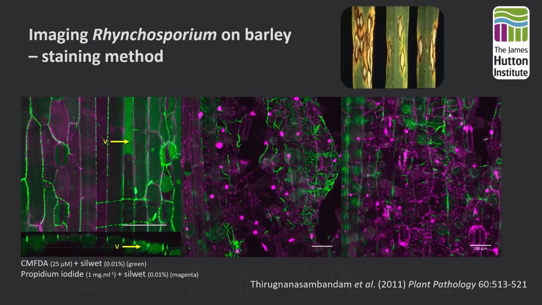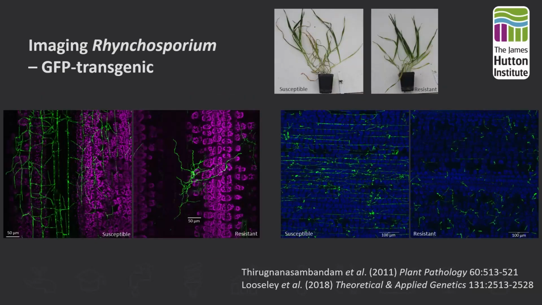This accumulates in the plant cell vacuoles so that we can see when the plant cells are still intact. Also, staining with propidium iodide allows us to see the plant cell walls, and then it will stain the nuclei when the plant cells start to collapse.